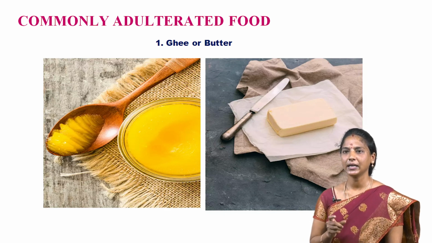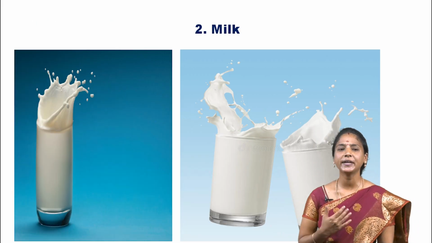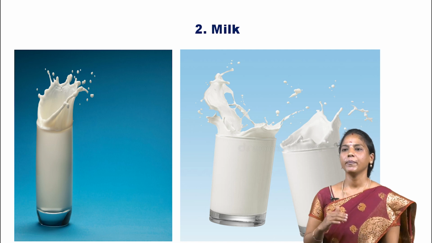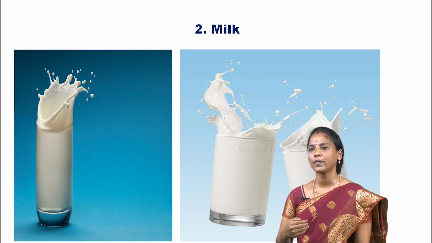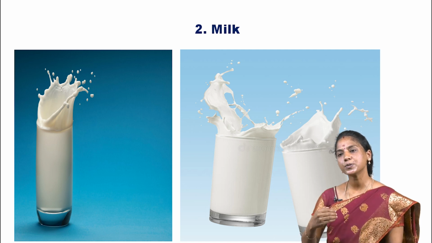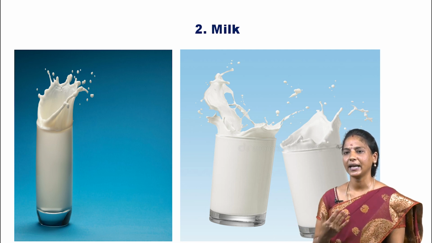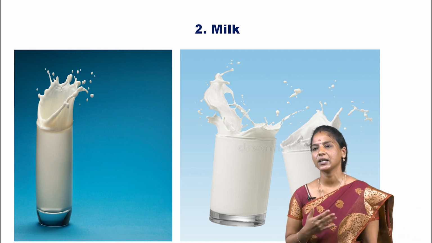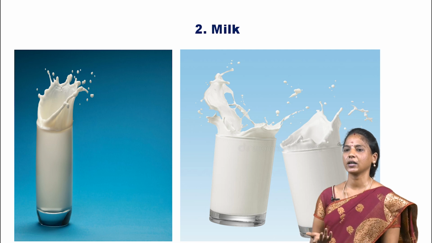Second one is milk. The adulterant is water. The method of detection: first, the lactometer reading should not ordinarily be less than 1.026. Second, the presence of water can be detected by putting a drop of milk on a polished vertical surface. The drop of pure milk either stops or flows slowly leaving a white trail behind it, whereas milk adulterated with water will flow immediately without leaving a mark.